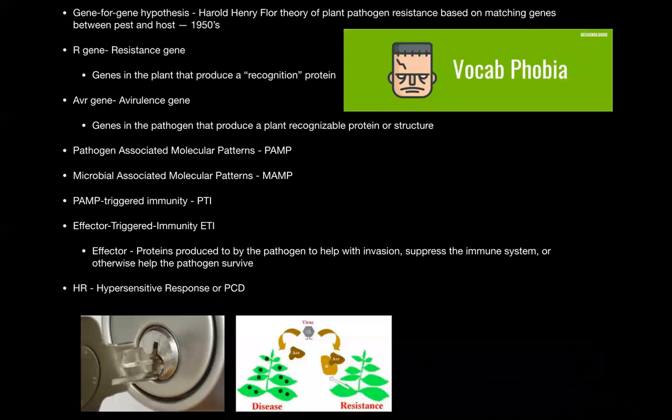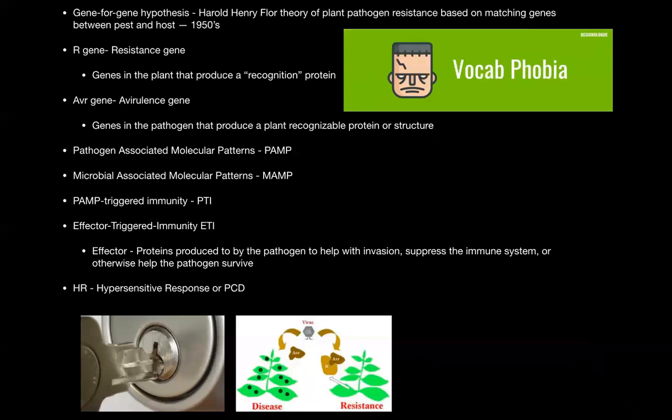Moving a little bit past that, we have our PAMP and MAMP, pathogen-associated molecular patterns and microbial-associated molecular patterns. And that's basically just the structure. Molecular pattern, what we're talking about there, is primarily shape. And then a little bit deeper into that, we have our PTI, which is PAMP-triggered immunity. And then we have our ETI, effector-triggered immunity.